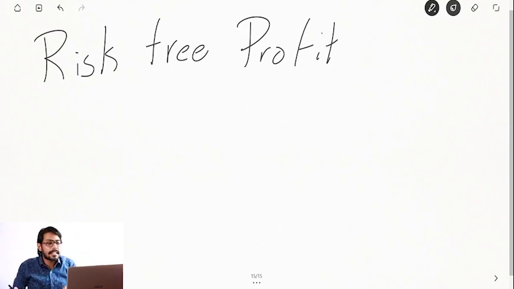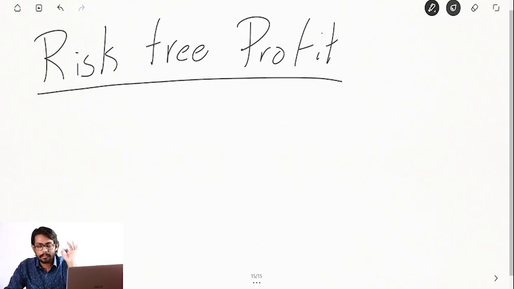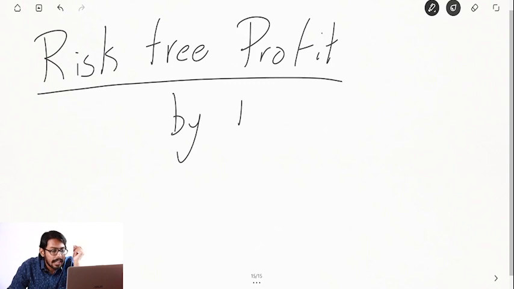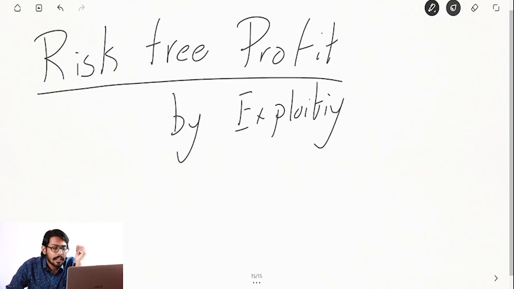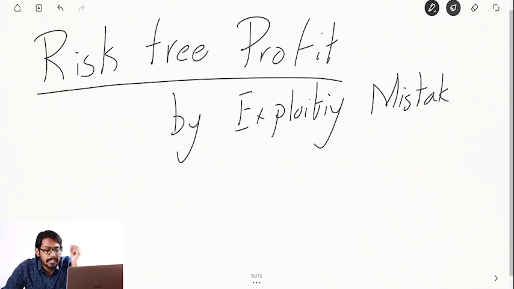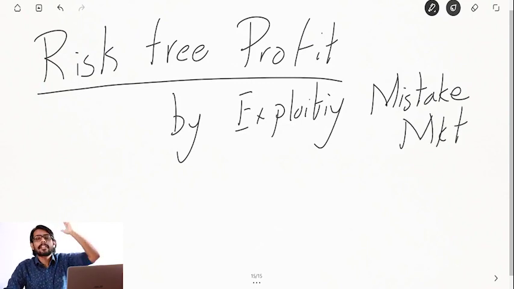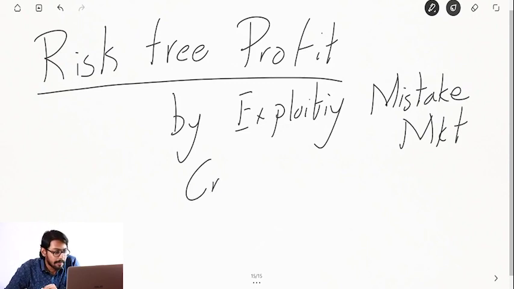Arbitrage strategy is a strategy whereby you get a risk-free profit by exploiting a mistake in the market. It is a risk-free profit you can make by exploiting a mistake in the market. For example, oil, crude oil, petrol, or let's say petrol.